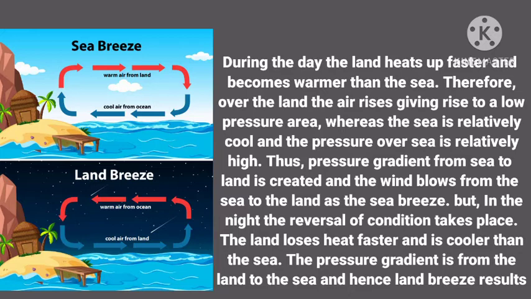And if we talk about the land breeze, what is it? At night, the land cools down much faster than the sea. The air over the sea is warmer and lighter, so the pressure over the sea is lower than the pressure over the land. So the air blows from the land toward the sea and it is known as the land breeze. So what we can say is, the air which blows from the land toward the sea is the land breeze, and the air which blows from the sea toward the land is known as the sea breeze.